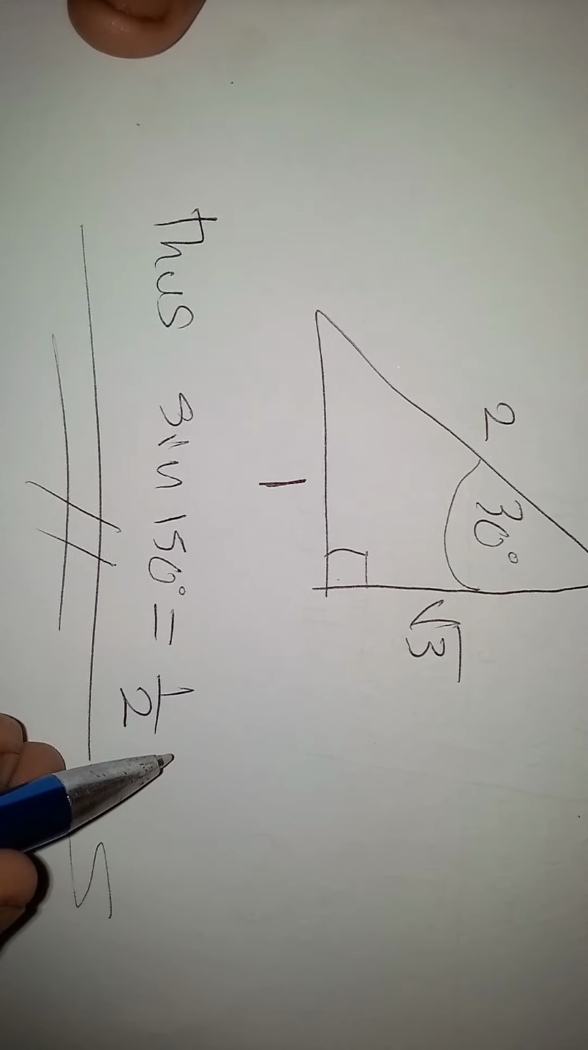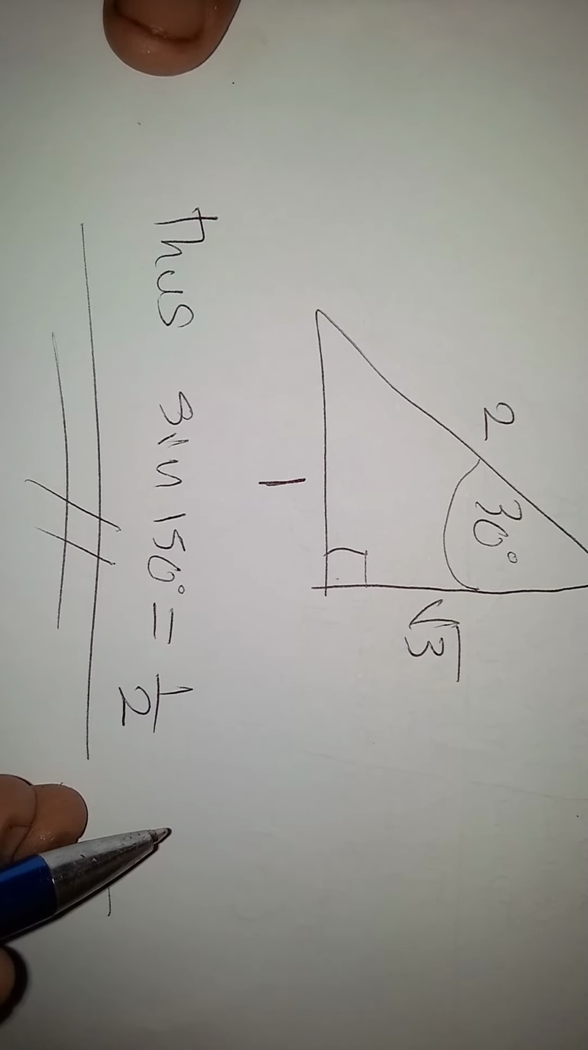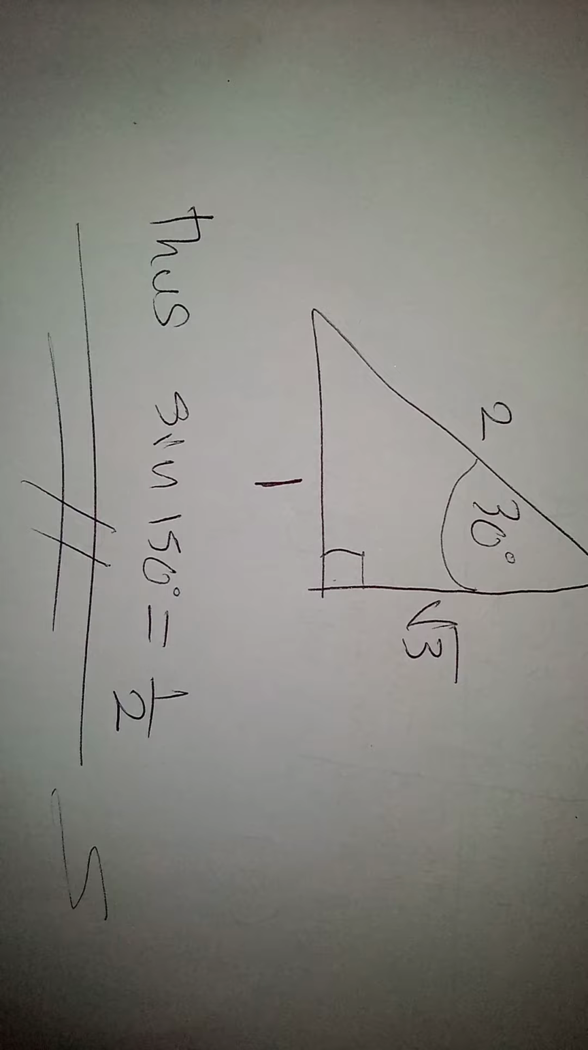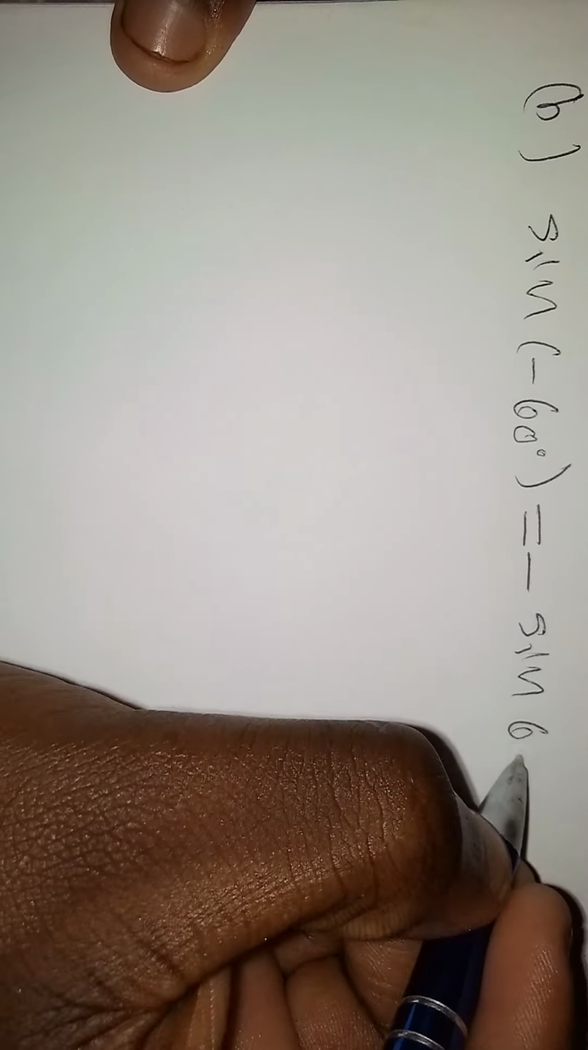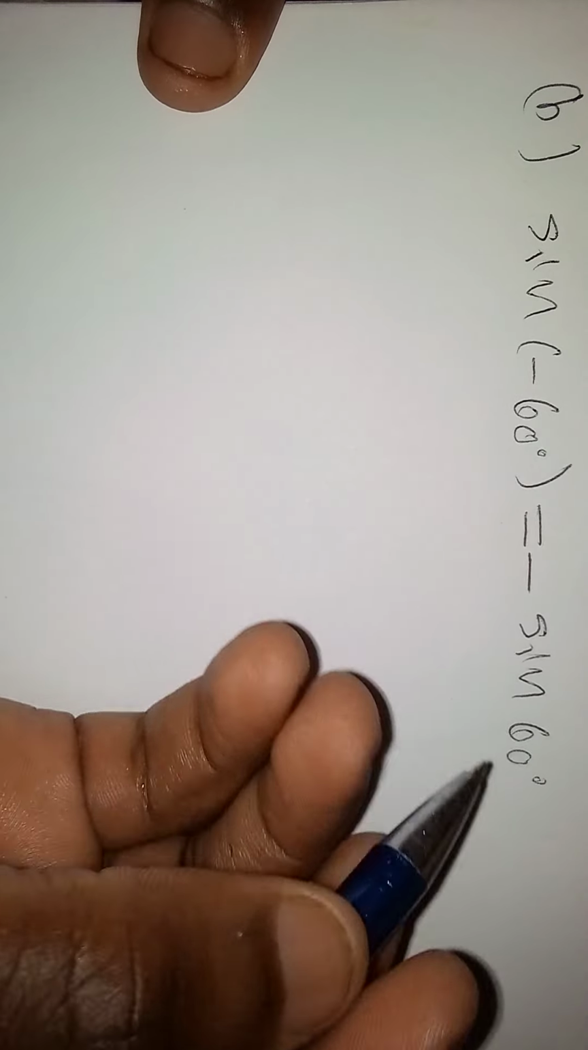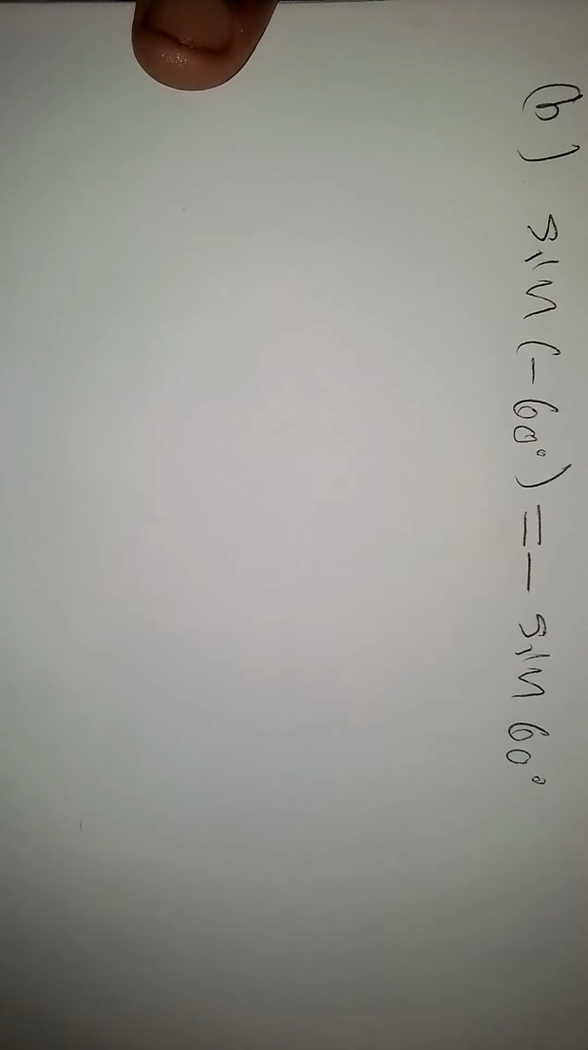Okay, let's try part B. Let's use this same idea to solve part B. In part B, we have sine negative 60 degrees. Sine is an odd function, so this will be negative sine 60 degrees. So what is sine 60 degrees? Sine 60 degrees is in the first quadrant here.